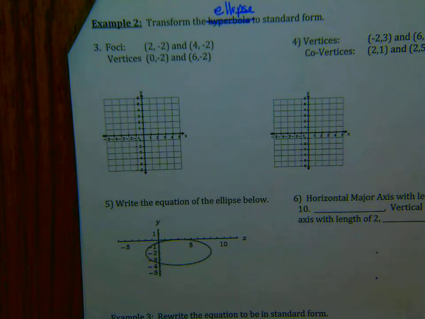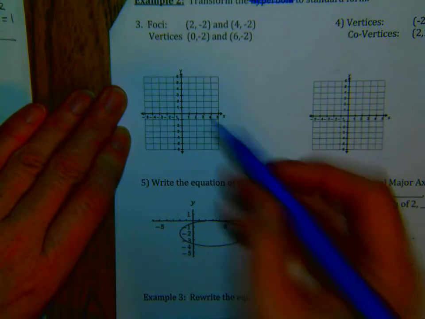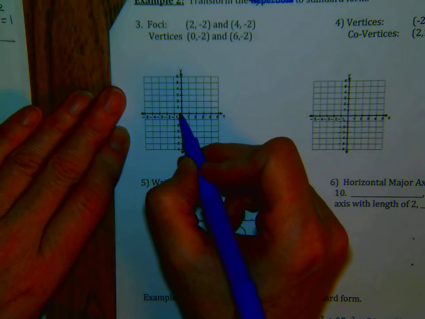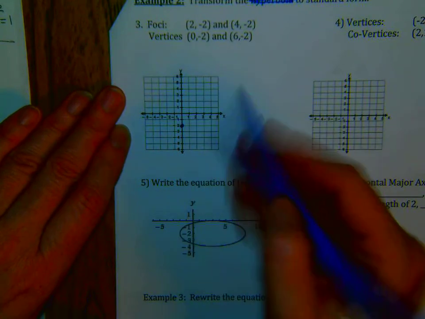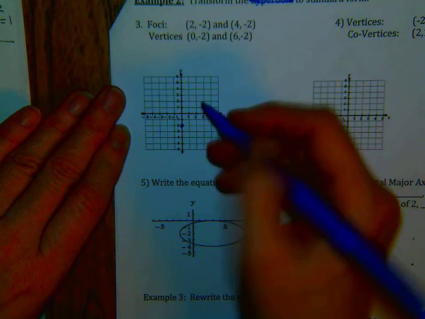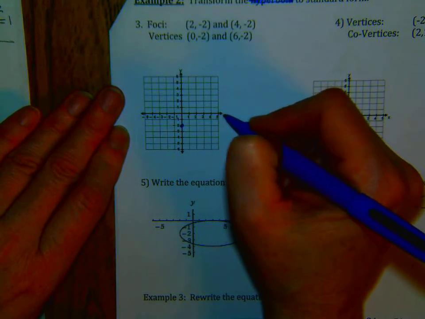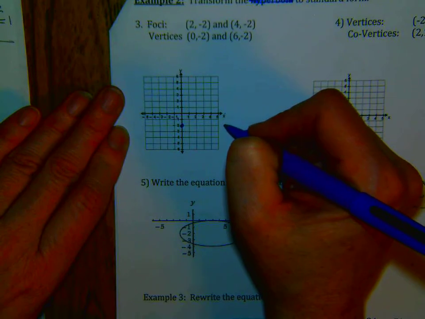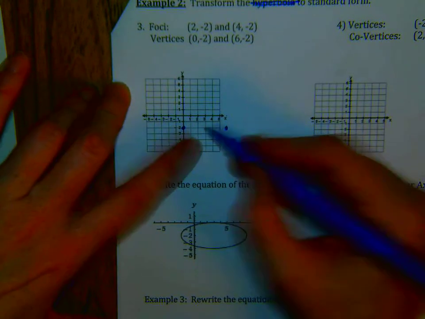Well, we take what we have. We know that the graphs will help. So let's write what we have. We have (0, -2) is a vertex. A vertex tells us that this is the major axis. So then we do the other one. We go over to (6, -2). Okay, so if this is the major axis, then we know that right in the middle is going to be the center of the ellipse.